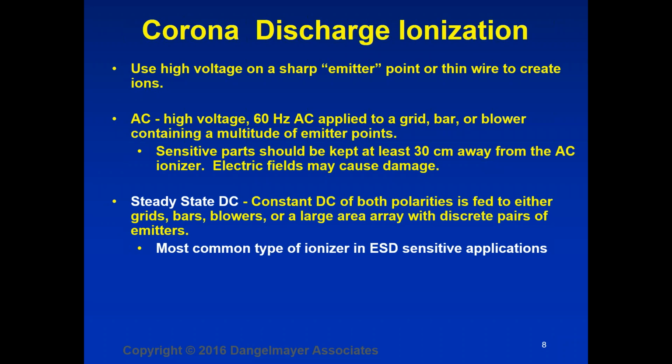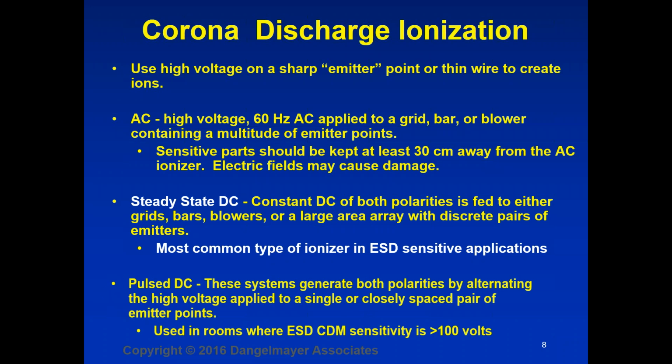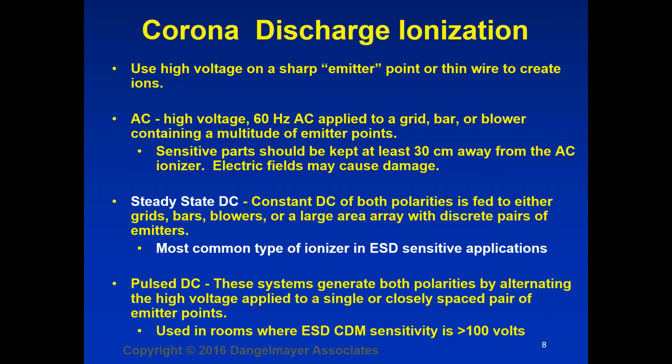A second type of corona ionizer is a steady-state DC ionizer, in which we have a constant DC of both polarities fed to, again, grids, bars, blowers, or a large area array with discrete pairs of emitters now. We have a separate emitter for each polarity. It's the most common type of ionizer that's used in sensitive ESD applications because we have control. We have the ability to control the balance of the ionizer because we have control of both polarities of the voltage applied to the emitter points.